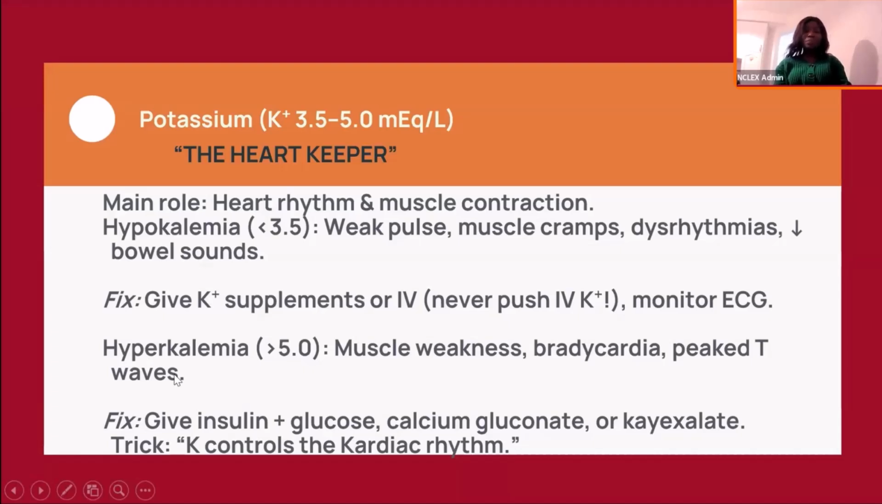So how do we fix high potassium? We will give insulin, okay? Insulin will shift the potassium, and then we add glucose, and calcium gluconate is helpful, and then Kayexalate. So always remember these. Whenever you see hyperkalemia, have these on your fingertips. And we know that heart equals potassium, okay? Potassium controls the cardiac rhythm.